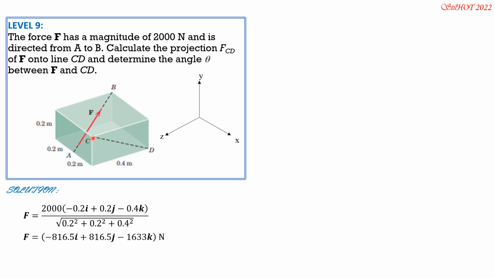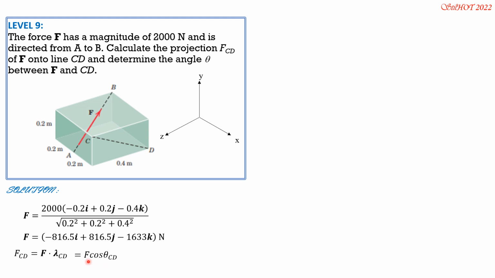Then the unit vector CD, this is going down along Y, so negative 0.2j, then backward along Z, negative 0.4k. So F_CD is F dot lambda of CD. Then it is also F cosine theta CD if we expand.